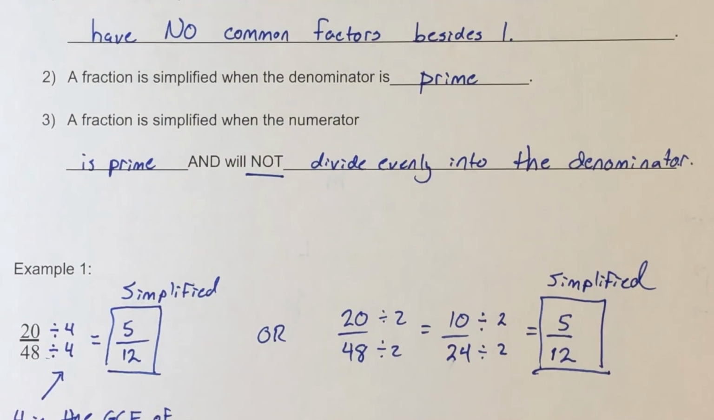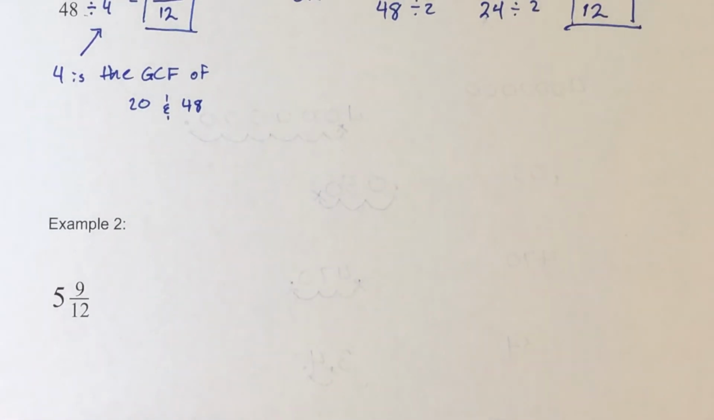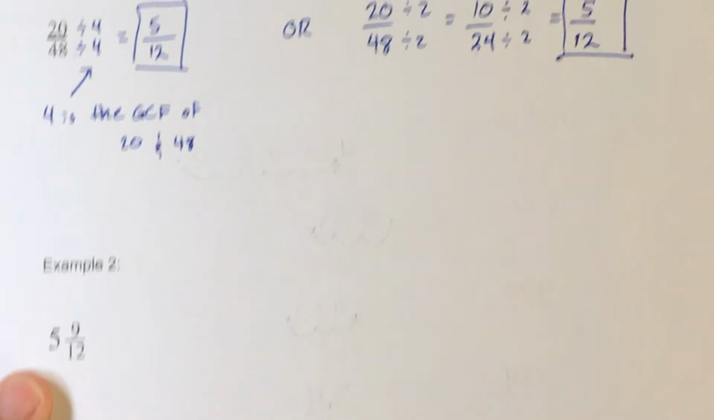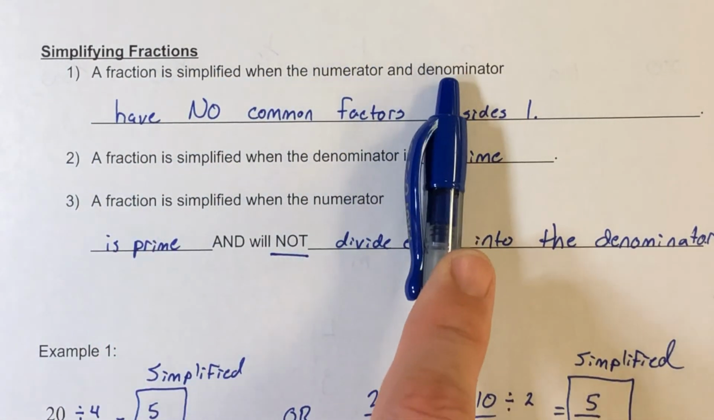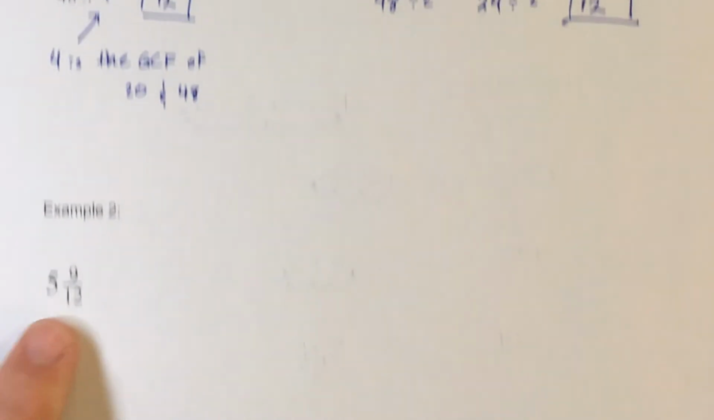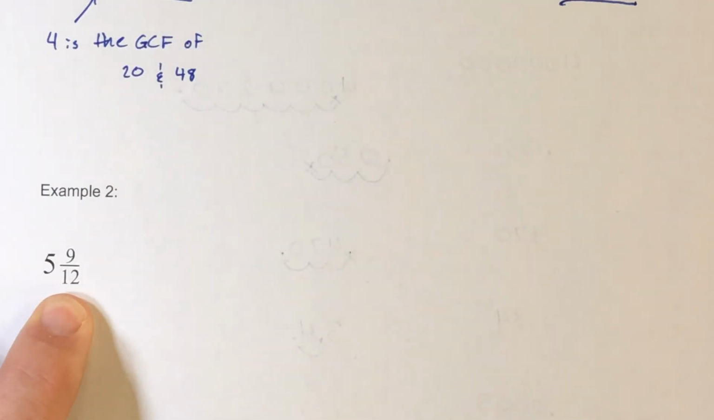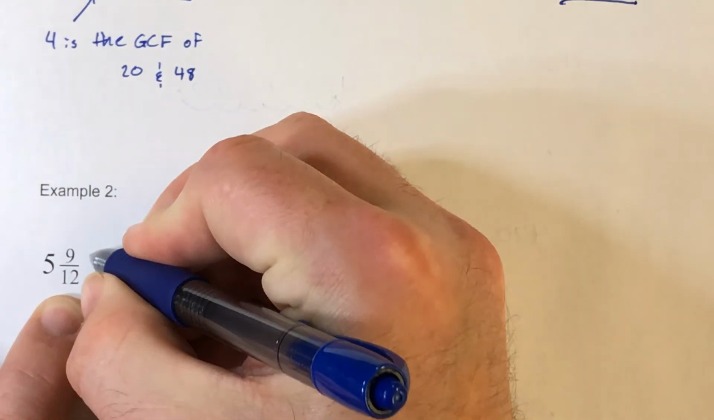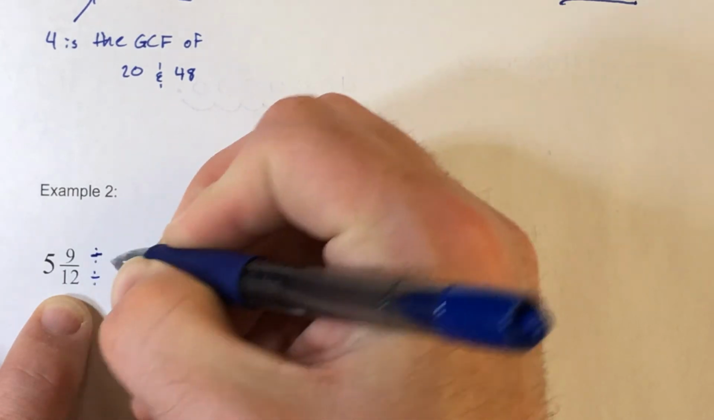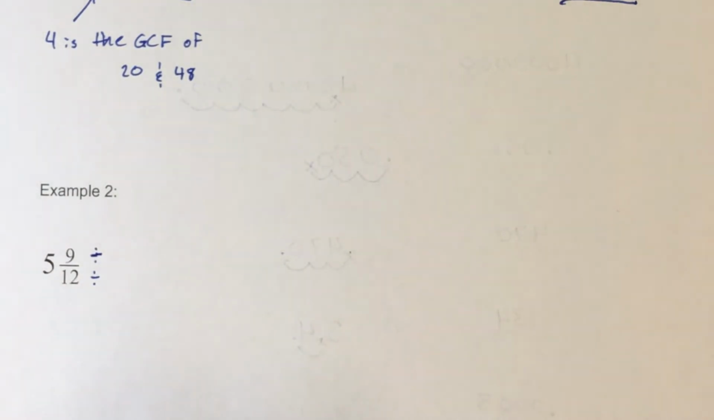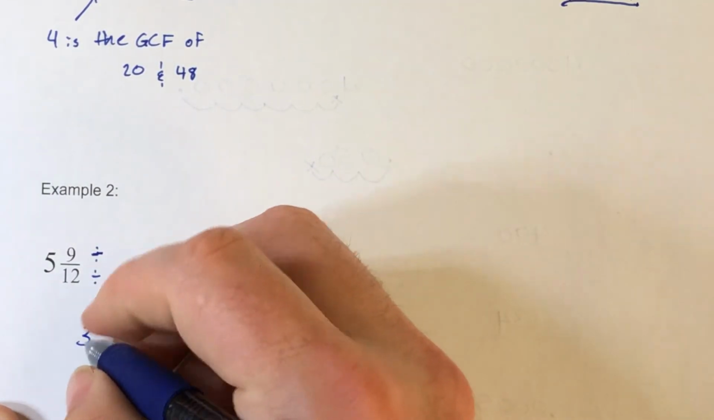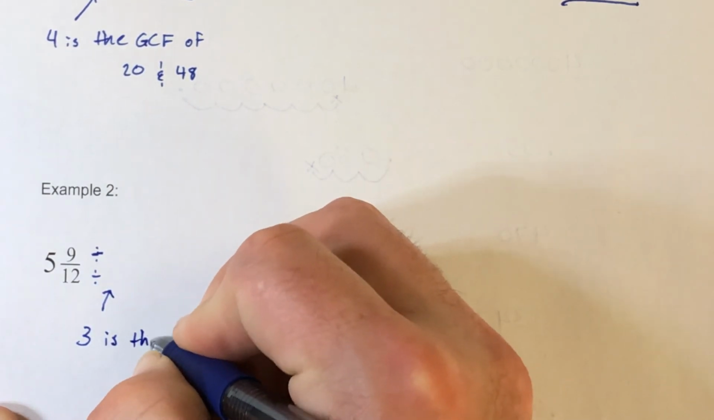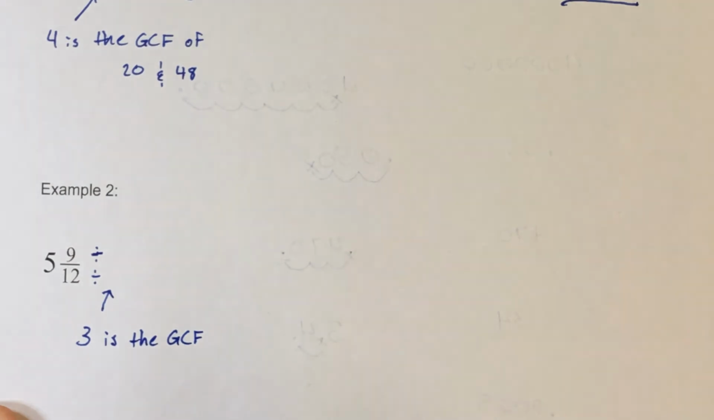All right, let's apply these rules to one more example. 5 and 9/12. So, we want to know, is it simplified? Well, we know it's simplified if the numerator and denominator have no common factors besides 1. So, do 9 and 12 have any common factors? Absolutely. 3 goes into both. So, that means you have to divide by 3, or other numbers that you can find. 3 happens to be the largest number, so that's the one we actually want to use. So I'm going to make a note of that. 3 is the GCF, so that really should be the number you divide by.